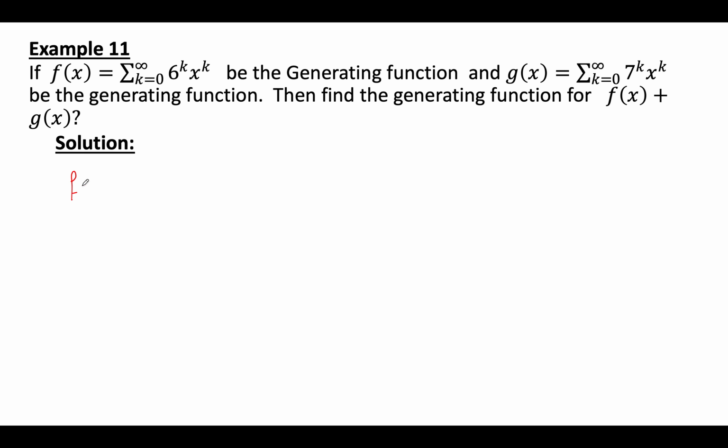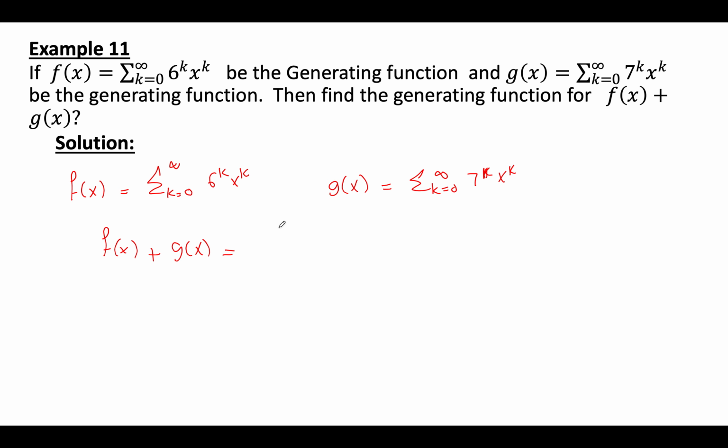Okay, so we start with f of x, which is equal to sigma infinity 6 to the power k x to the power k. All right, and we got the g of x as starting from 0 until infinity 7 to the power k x to the power again k. Adding those together, f of x plus g of x, following the theorem we got there, is equal to the first summation 0 to infinity 6 to the power k x to the power k plus the second function 0 to infinity 7 to the power k x to the power k.